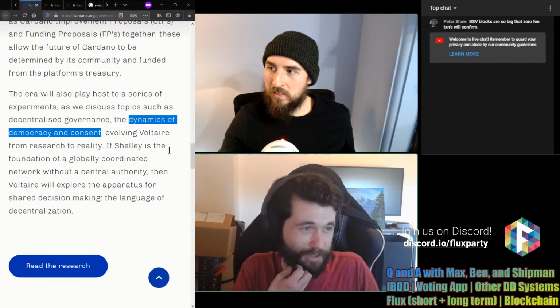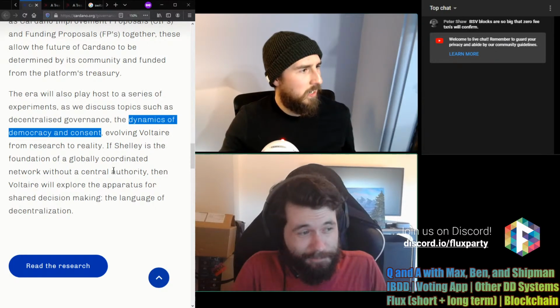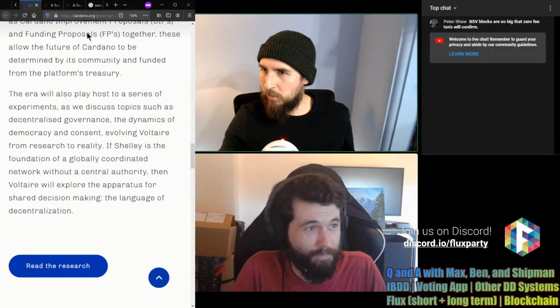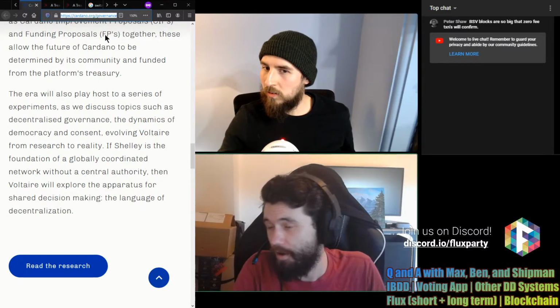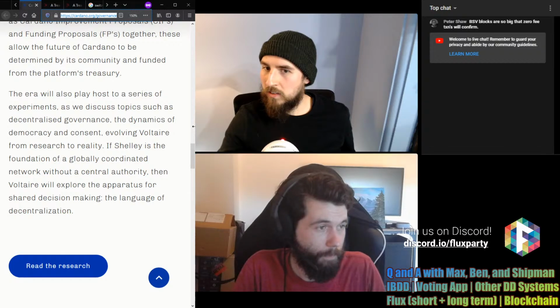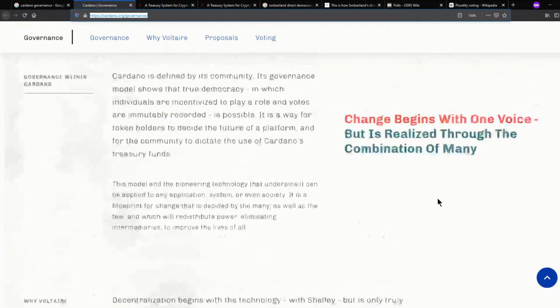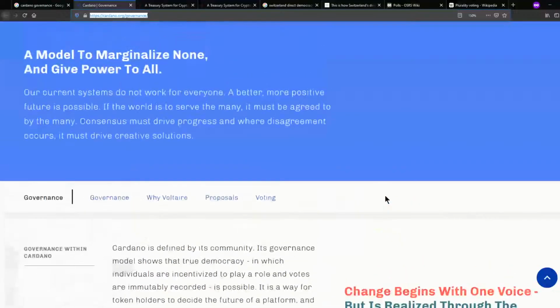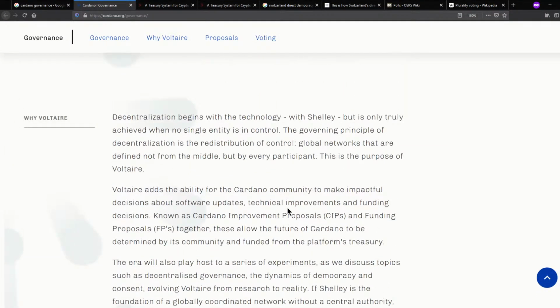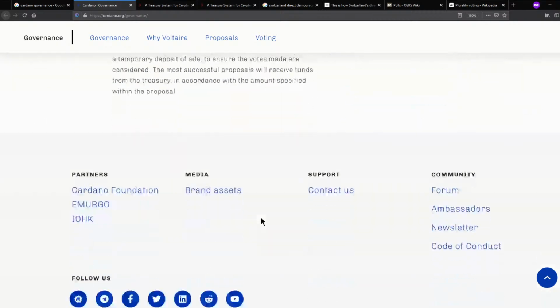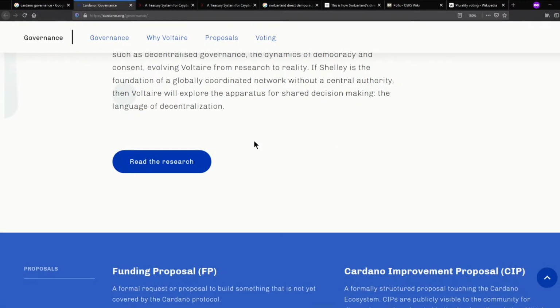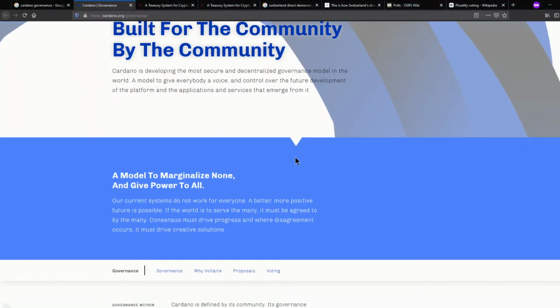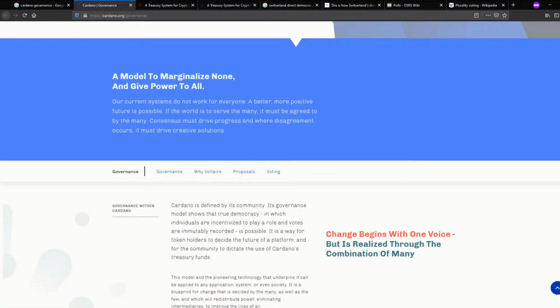Evolving Voltaire from research to reality. Shelley is... Yep, sorry. Did you get to that page from the one I linked? It might be because I have a small window. Okay, possibly. Does this look like the one you've got? It starts with the Voltaire era of Cardano will provide the final pieces required. Where is that? Mine looks completely different. I'm just at Cardano.org/governance. No, mine's a roadmap. Oh, I think maybe I just googled it, and that's why.